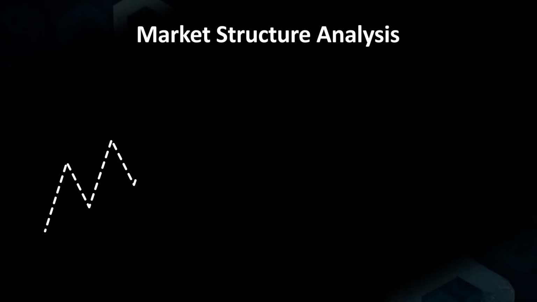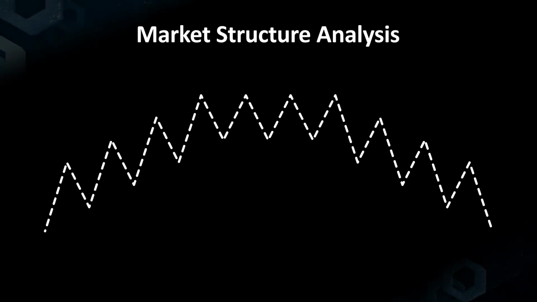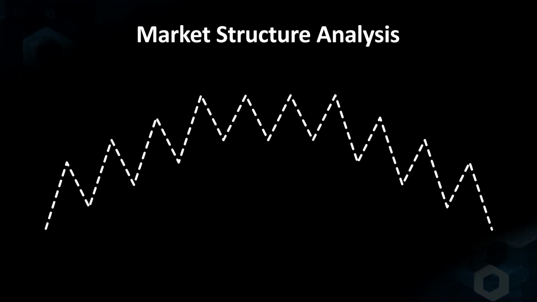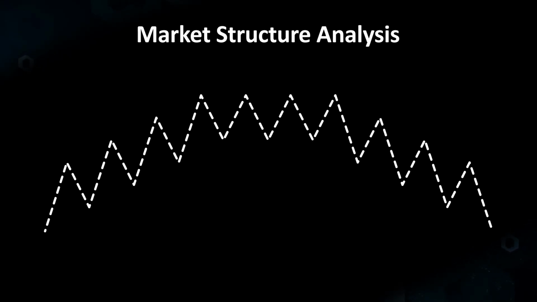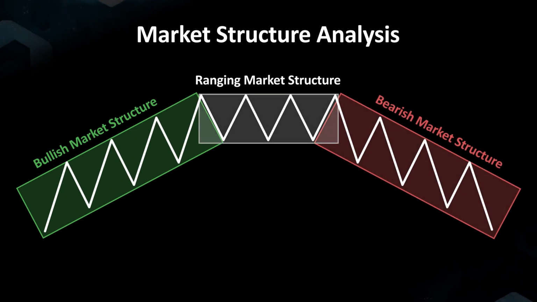Understanding the market structure is a crucial aspect of successful trading. It helps us identify the overall trend and potential trading opportunities. Let's explore the three primary types of market structures: bullish market, bearish market, and ranging markets.